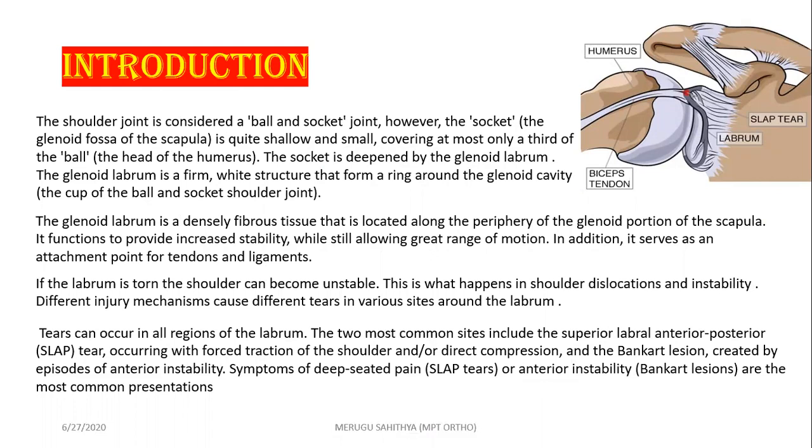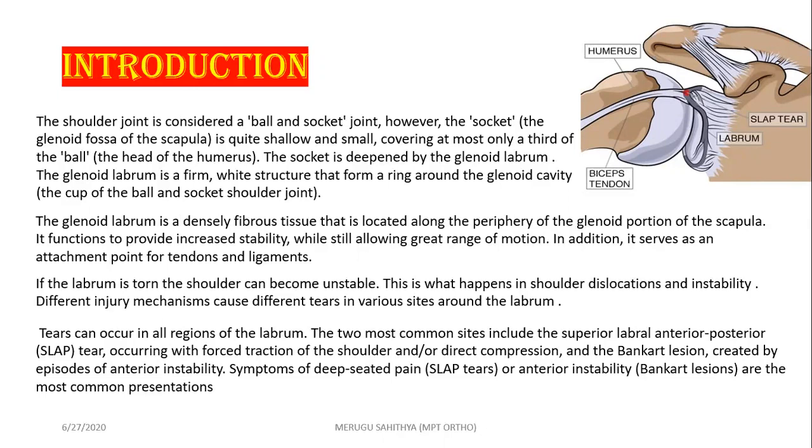So the glenoid labrum is a densely fibrous tissue that is located along the periphery of the glenoid portion of the scapula. It functions to provide increased stability while still allowing the greatest range of motion. In addition, it serves as an attachment point for tendons and ligaments. If the labrum is torn, the shoulder can become unstable. So this is what happens in shoulder dislocations and instability.